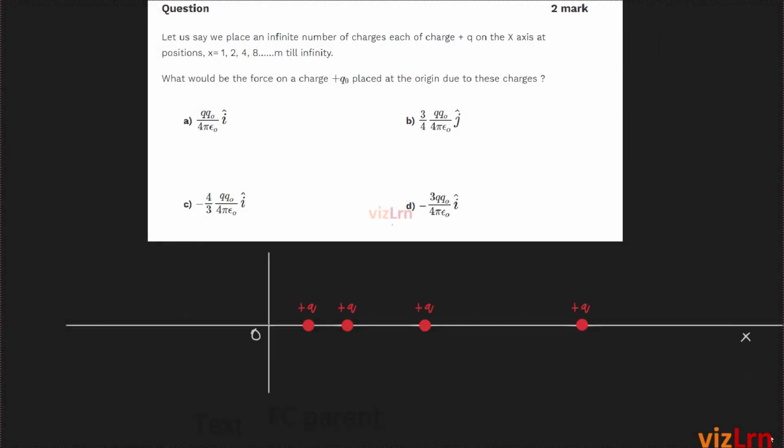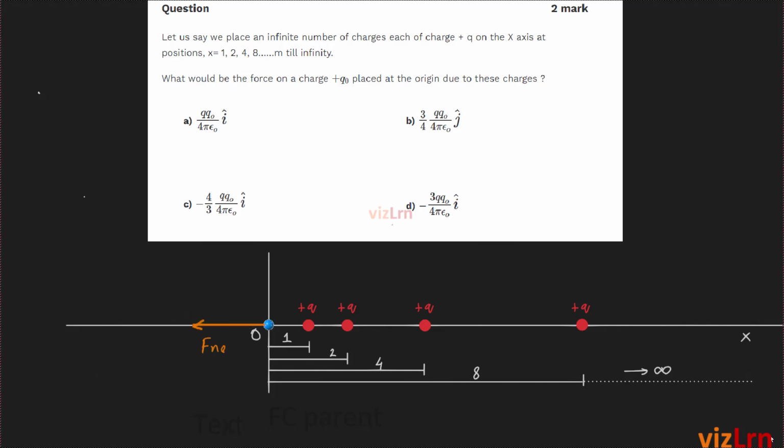So in this question, we are given charges plus q each placed on the x-axis at different positions. That is, x is equal to 1 meter, 2 meter, 4 meter, 8 meter, and so on till infinity. And we need to find the net force on a charge of magnitude plus q0 placed at the origin.